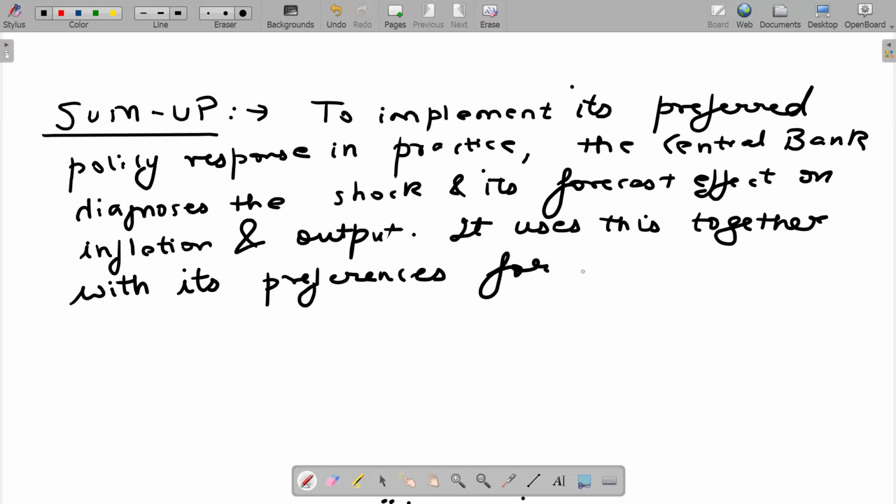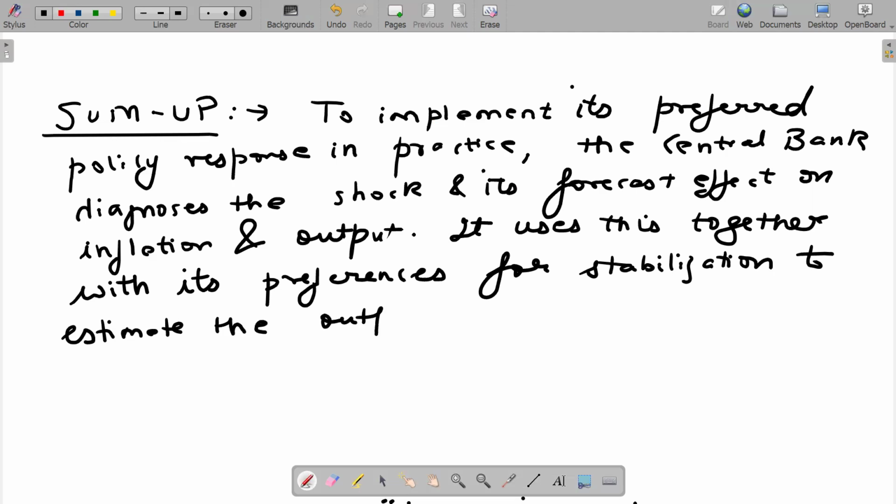For stabilization, to estimate the output gap it is trying to achieve. Output gap would be the gap between the actual output and the equilibrium or the full potential level of output.